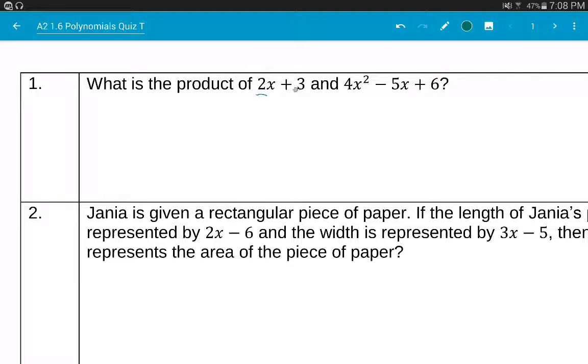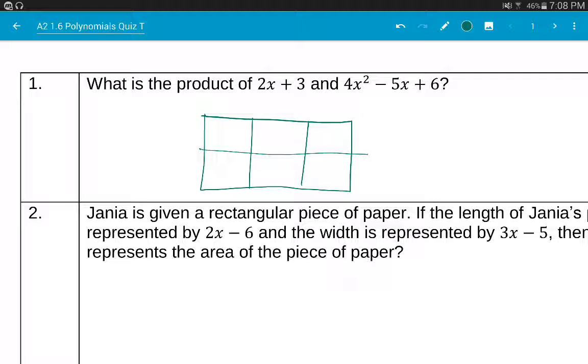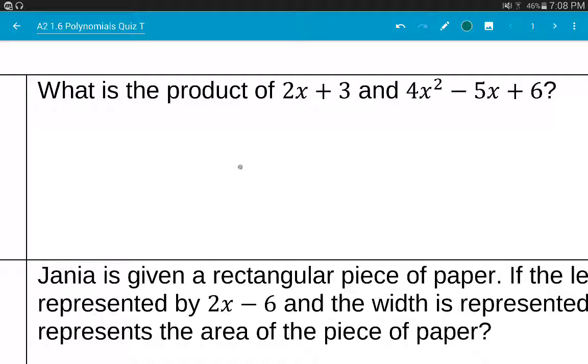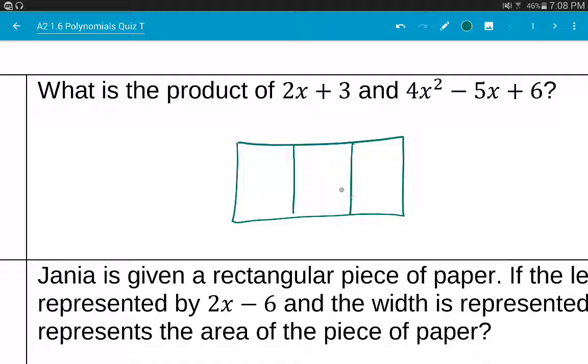Now, I have a binomial times a trinomial, 2 times 3. So what I'm going to do is make myself a long rectangle. On the top is 4x squared, minus 5x plus 6, and 2x plus 3.